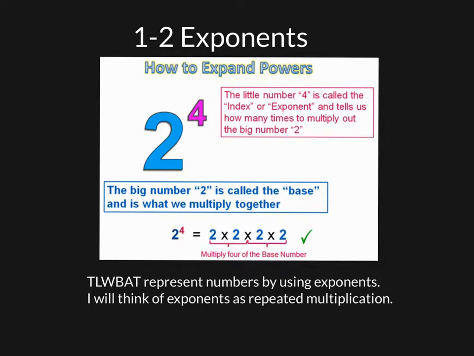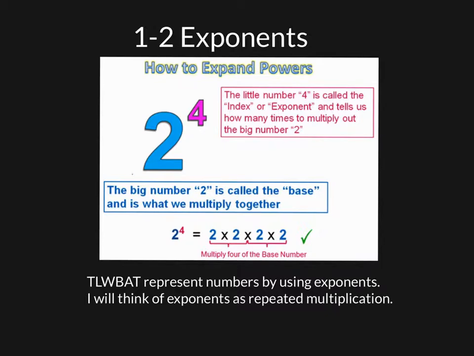Welcome to 1-2. Today we're going to be talking about exponents. Our goal is that you will be able to represent numbers by using exponents, and that you will start to think of exponents as just repeated multiplication. So I really liked this picture that I found for our background. I think it's a great way to explain how exponents work.